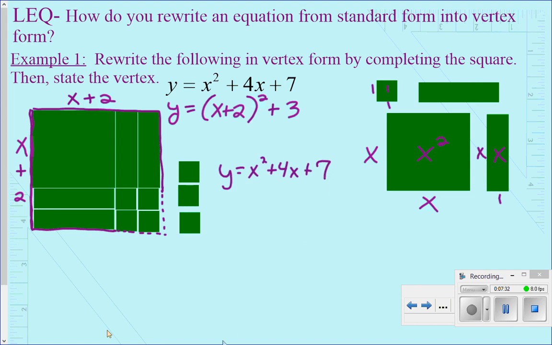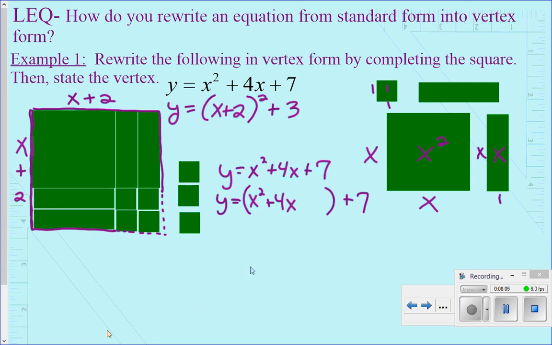So visually speaking, remember, we grouped the x squared square and the x rectangles. We grouped them together, and we kept the 7 1 by 1 squares off to the side. So algebraically speaking, we're going to do the same thing. We're going to put x squared plus 4x. We're going to group them together. I'm going to skip a little bit of space, and I'm going to end the parentheses. But that plus 7 I'm putting off to the side, just like I did in the visual representation.